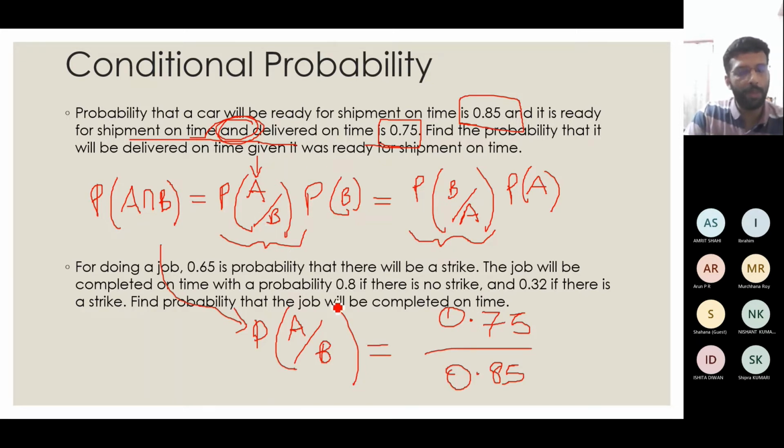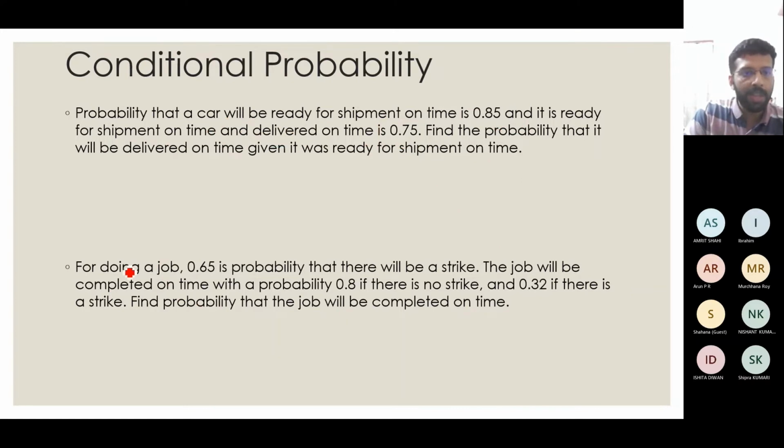So 0.75 by 0.85 is the probability that I am required to find out here, that the car will be delivered on time, given that. Whenever there is a statement like "given that," you have to think that you are asked to find some conditional probability. Then we will go to a similar example.